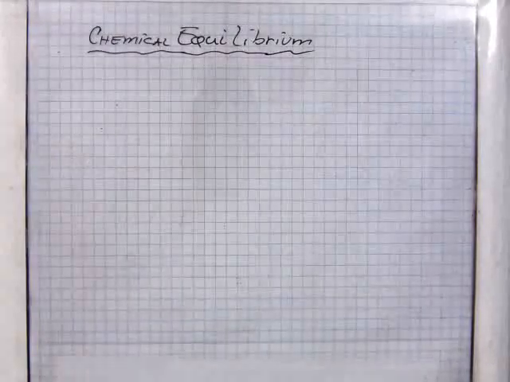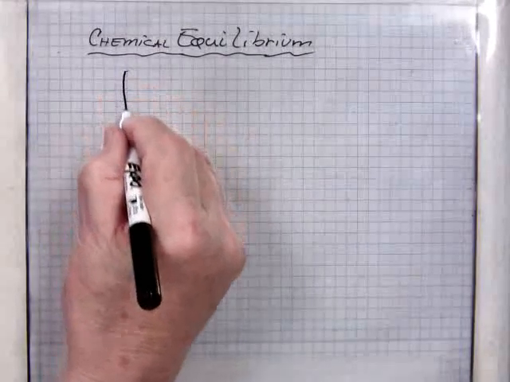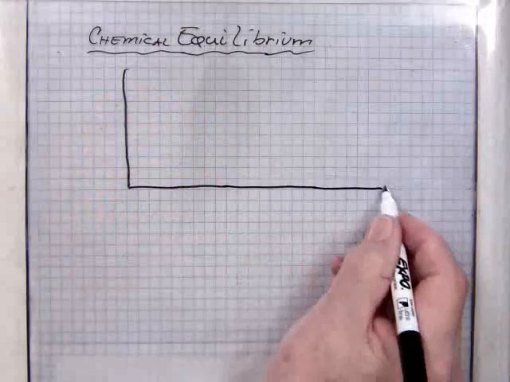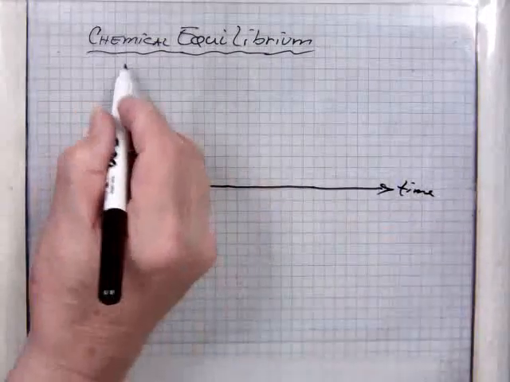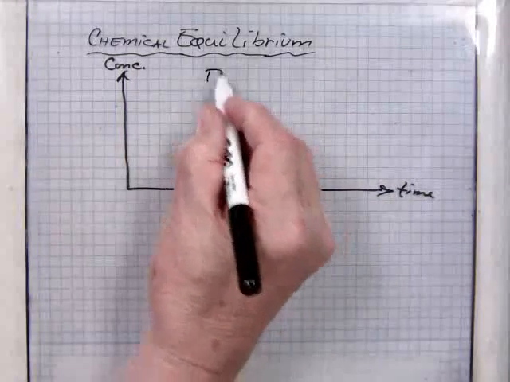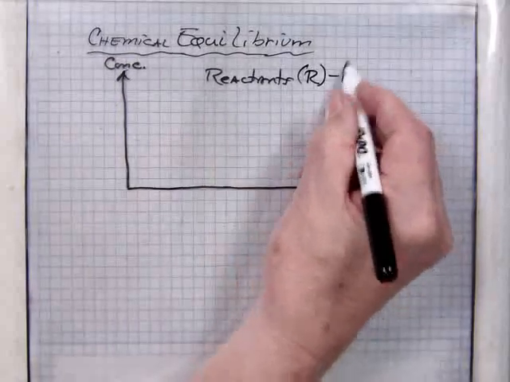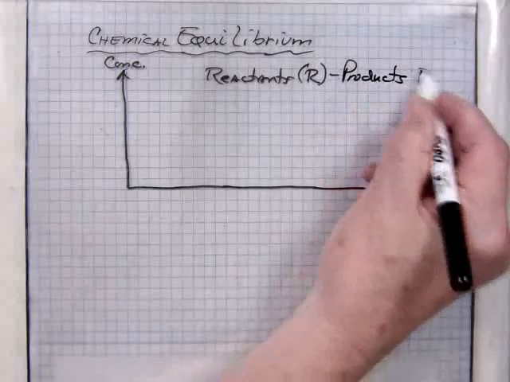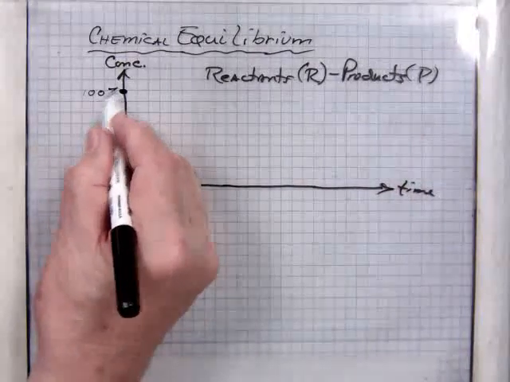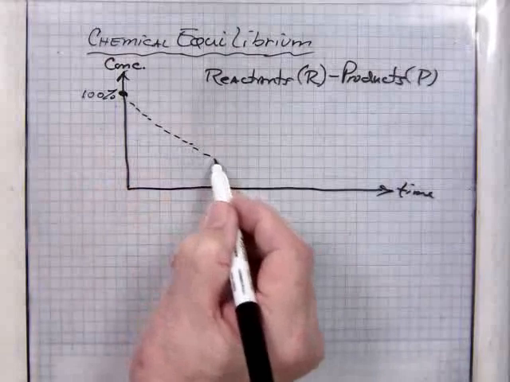Chemical equilibrium evolved from the study of chemical kinetics in the following way. If we plot concentration against time for reactants R going to products P, as we've shown you in the start of a kinetics reaction, this is 100% reactants, and over time we'll see a trend that will follow this pattern.